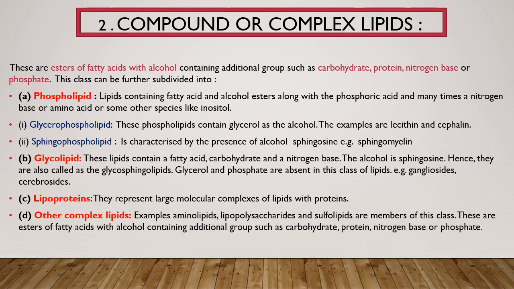So now let's discuss the compound lipids, also called complex lipids. They are basically the esters of fatty acid with alcohol and some additional groups like carbohydrate, protein or a nitrogen base. They are subdivided into phospholipids. Basically, they are lipids containing fatty acid and alcohol esters with phosphoric acid and sometimes a nitrogen base or amino group. They are further classified into two groups, glycerophospholipids and sphingophospholipids. An example of glycerophospholipid is lecithin, and an example of sphingophospholipid is sphingomyelin.